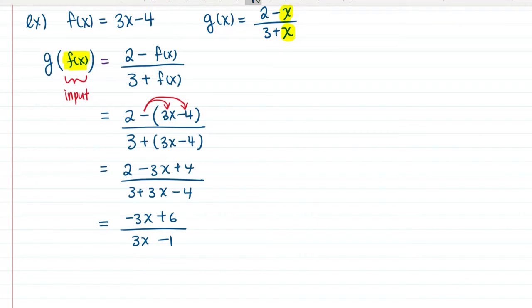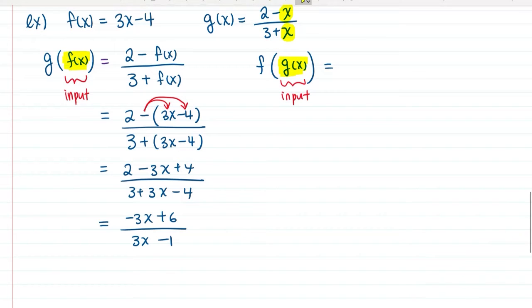Okay, maybe let's try finding the f of g of x instead this time. So we flip the order of the functions. Now the g of x is the input and the f of x is the outside function. So we're using the f of x as the form, and then we're replacing the x in the f of x with the g of x. So whenever you see x in the f of x, we're going to replace that x with the g of x.